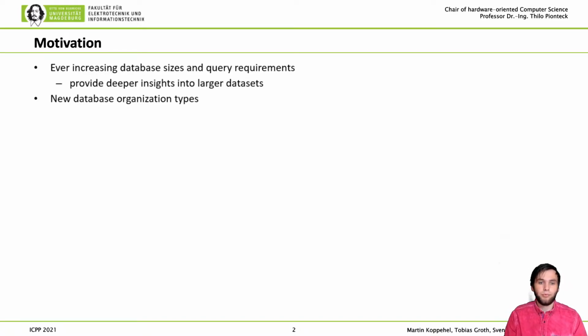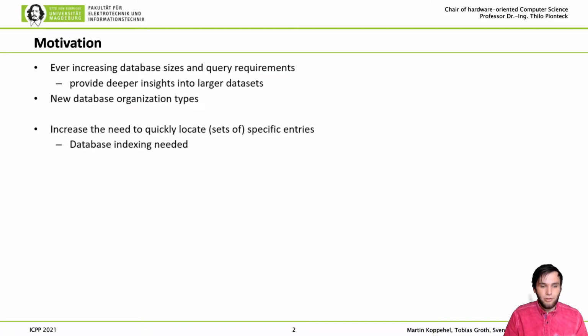We do want to provide deeper insights into larger datasets, and that leads to not only new query types or increased complexity in existing queries, but also new database organization. For example, key value stores, distributed databases, NoSQL databases, or column store-based databases. In all of these cases, we need to quickly locate sets of specific entries or single specific entries, which is performed by database index structures.